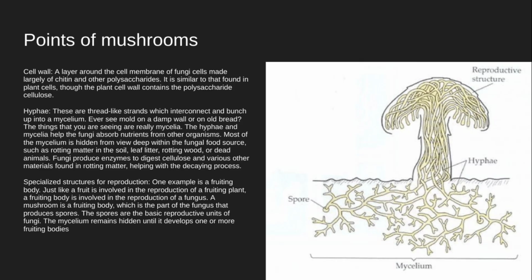First, here are the parts of fungi that make it a fungus. Cell wall: a layer around the cell membrane of fungi cells made largely of chitin and other polysaccharides. It is similar to that found in plant cells, though the plant cell wall contains the polysaccharide cellulose.